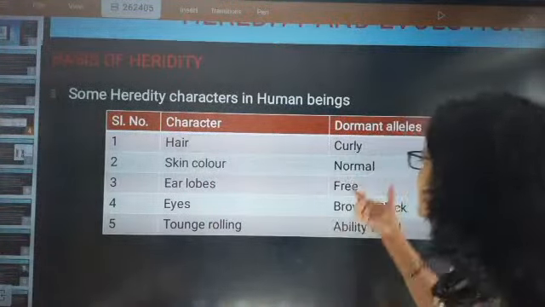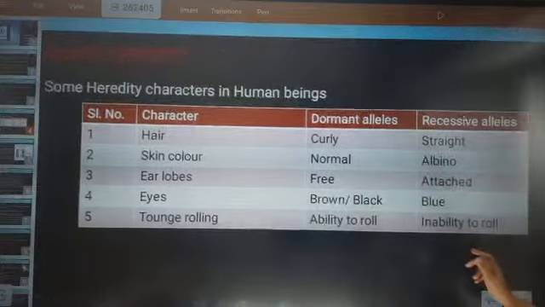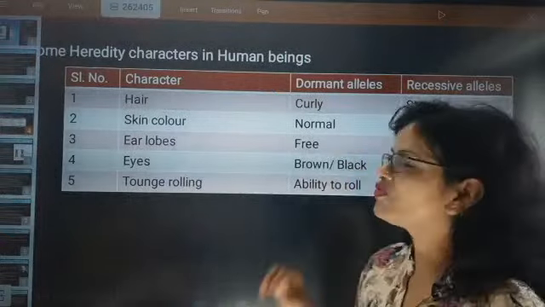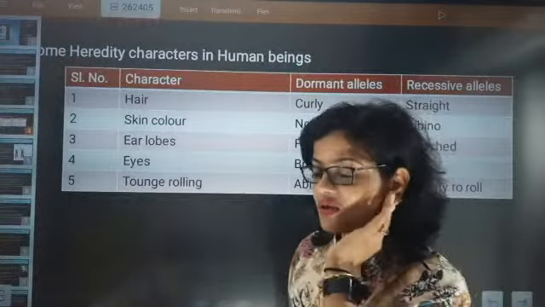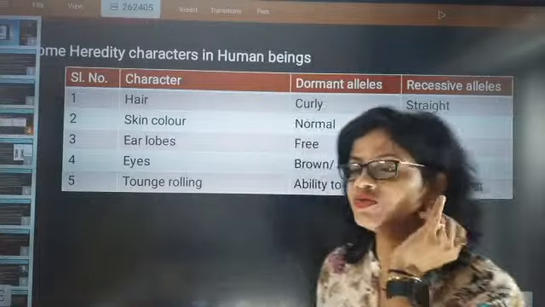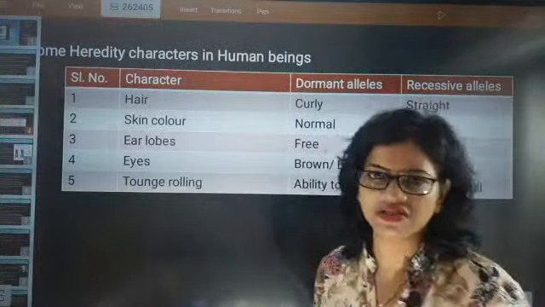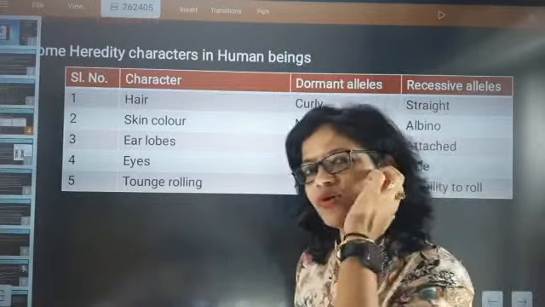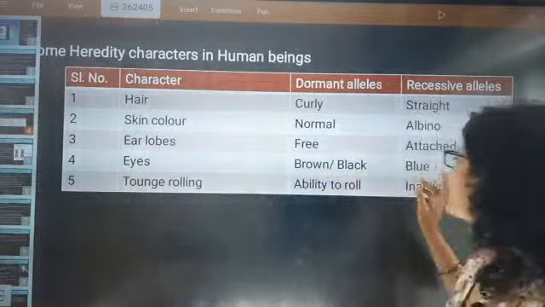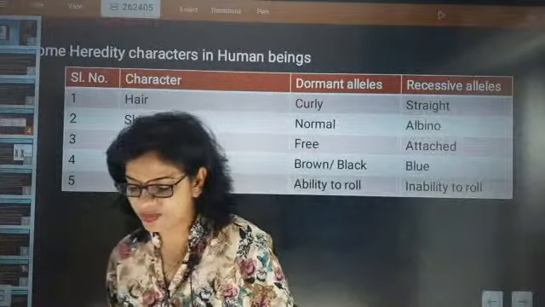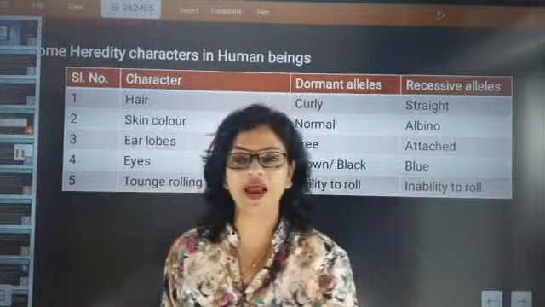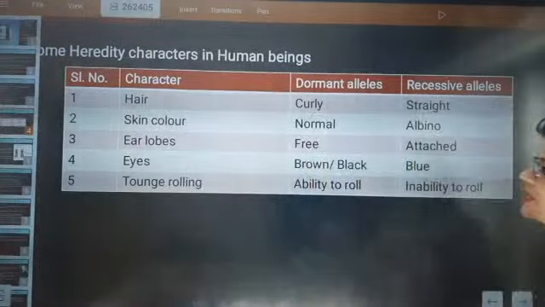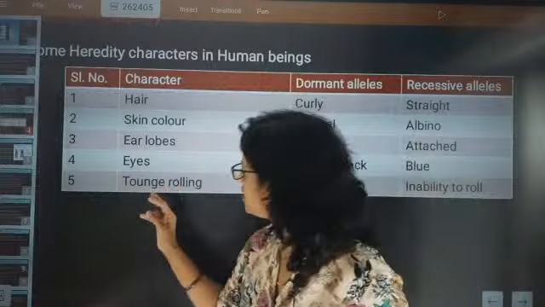Skin color, normal color and albino. The normal color is dominant, and albino is recessive. Earlobes: free earlobes are exactly dominant. The one which I am having is dominant. Attached earlobes are recessive. So you will be seeing that most of the people have free earlobes. Eyes, brown or black eyes, and blue eyes. You might be seeing that most of the people have either brown eyes or black eyes. Blue eyes and green eyes you will see very, very rarely, because they are recessive traits. Tongue rolling.